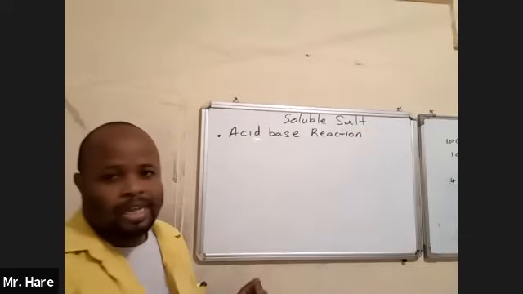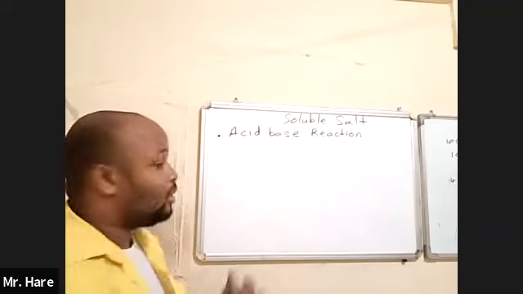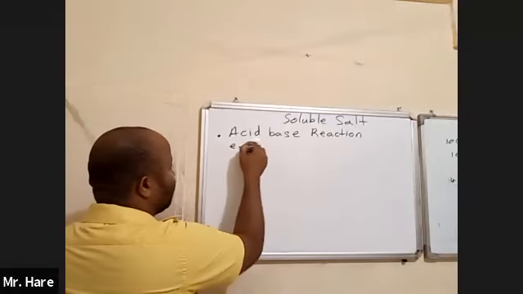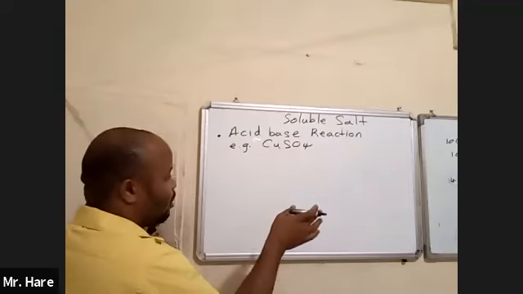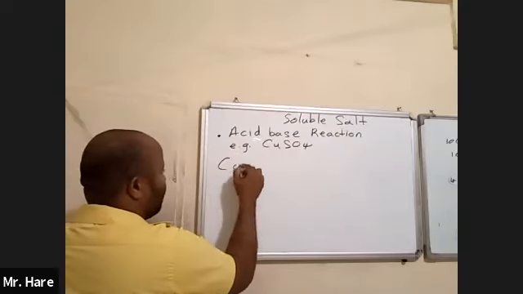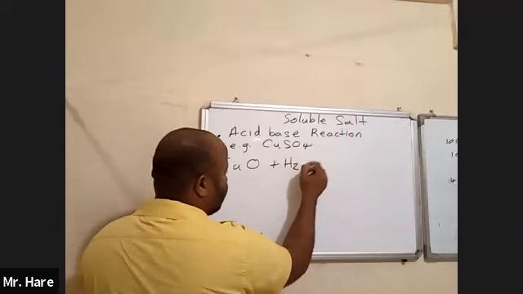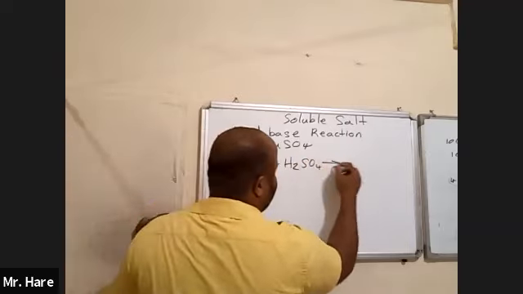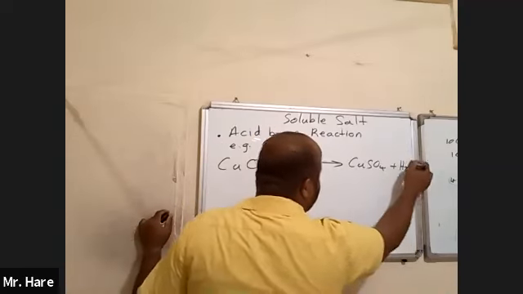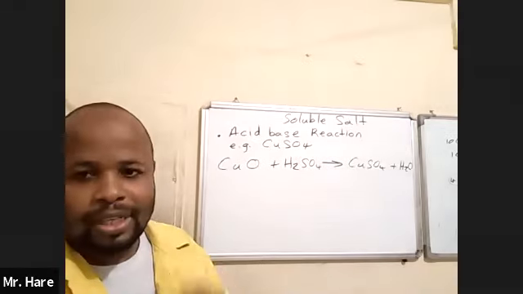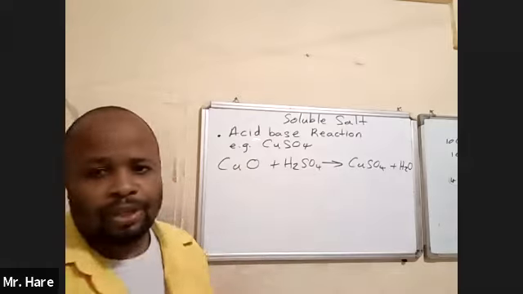All right, if you want a soluble salt, you will do an acid-base reaction. So for example, if you want to prepare copper sulfate, you can react copper oxide with sulfuric acid, and you will get copper sulfate and water. All right? So if you want a soluble salt, it is simply an acid-base reaction.